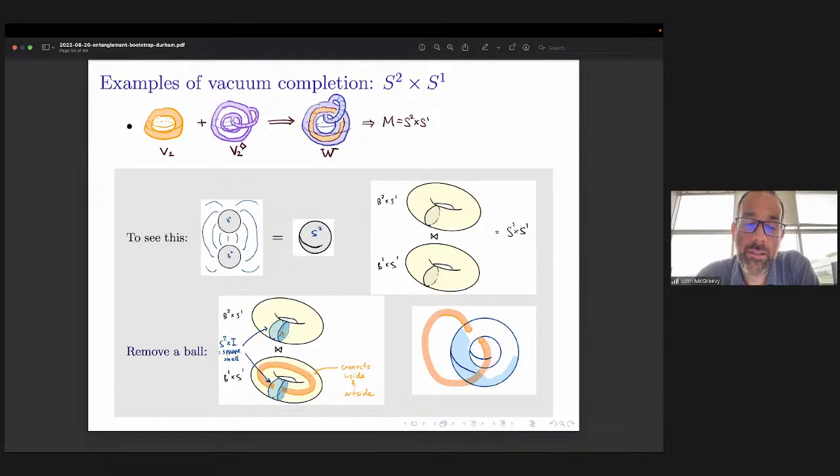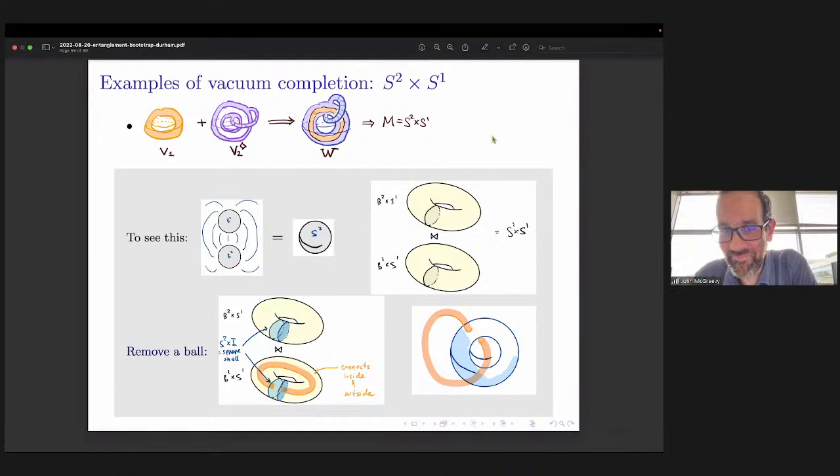A ball times an interval glued to a ball times an interval, which is a sphere shell, right? It's S2 times this interval. And then the other thing I can't remove is this orange tube here. This is an orange tube that connects the inside of the sphere shell to the outside of the sphere shell. So that's in this picture, right? Here's the blue sphere shell, and this is the orange handle that's connecting the inside to the outside. Okay, so that's my attempt to demonstrate that this produces S2 times S1.